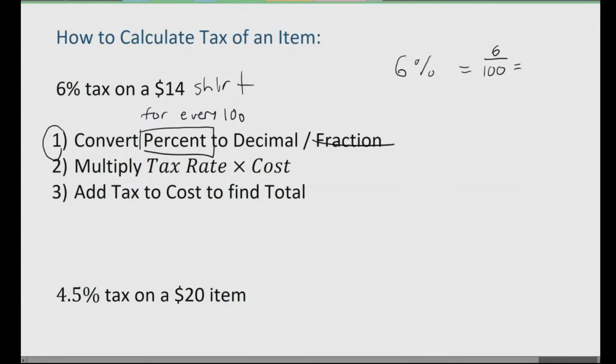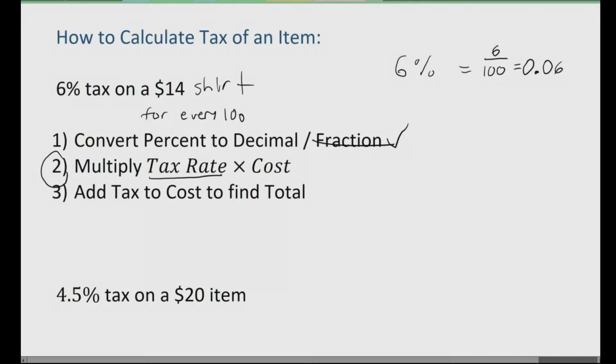And as we know in our decimal places, the number after the decimal point, this will be the tenths place, this will be our hundredths place. So if we have 6 over 100, that's the same thing as 0.06. So we're done with step 1. Converted our percent into a decimal. Taking a look at step 2, now we multiply the tax rate with the cost. Keep in mind, the tax rate is now a decimal.